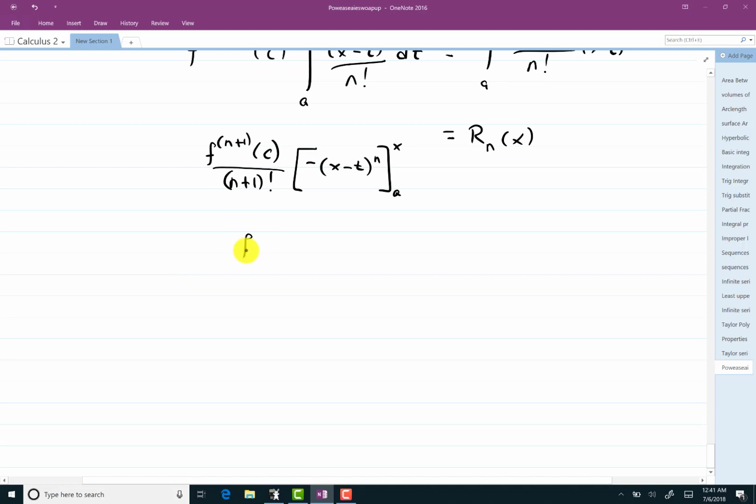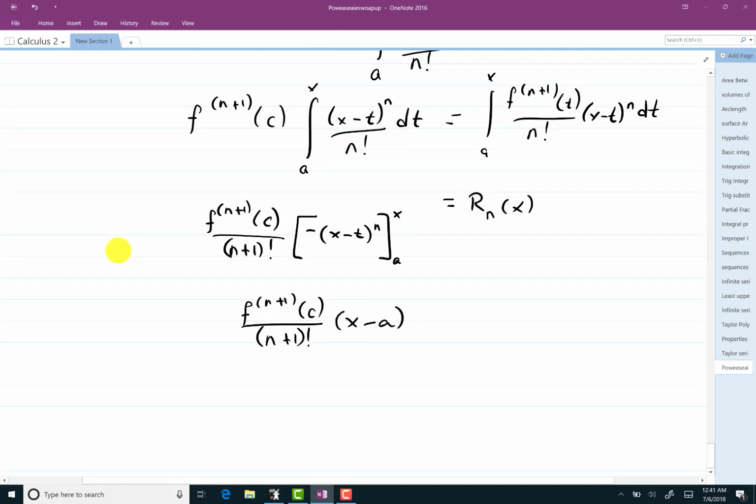So I get f to the n plus 1 of c all over n plus 1 factorial. Plug in x, it'll zero out, but then you can plug in a and it'll become positive. I think I made a mistake here, didn't I? When I integrate, it should be n plus 1, not n. So I'll get to the n plus 1. And that is the remainder.